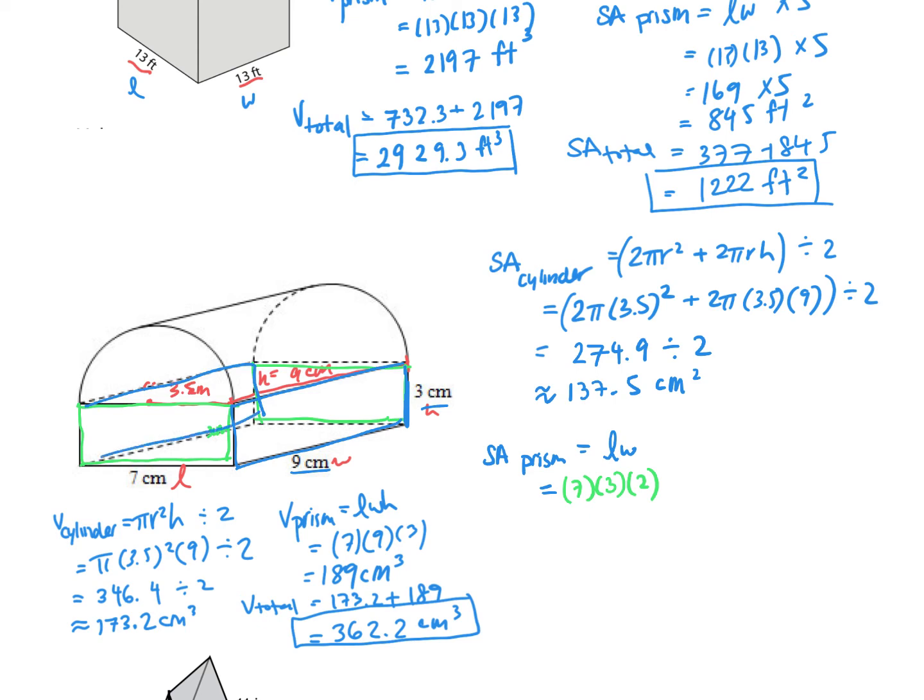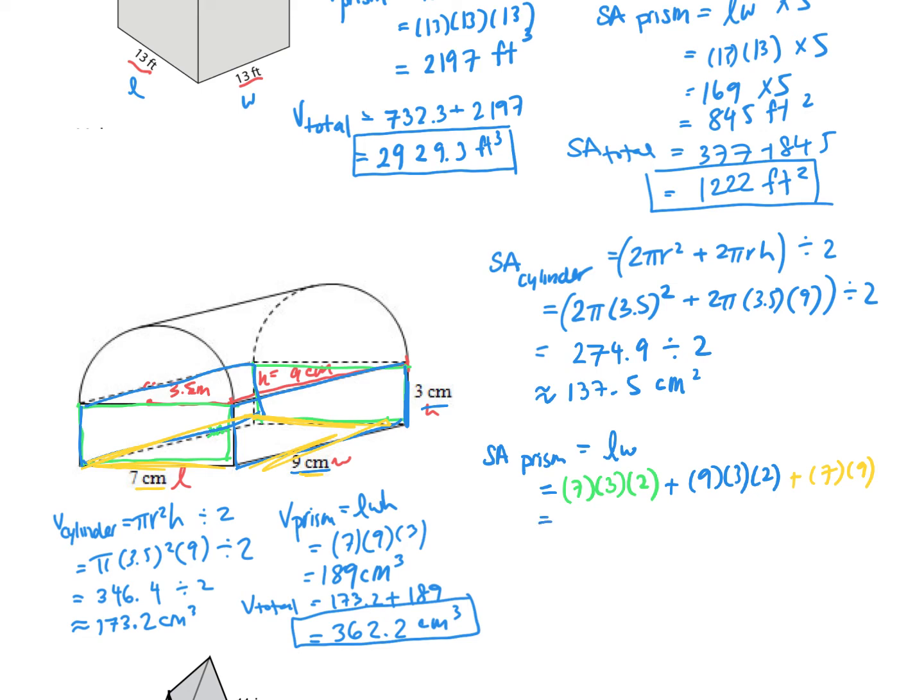And I have the exact same rectangle on the back as well. So I'll do plus 9 times 3, so there's the length times width. And I'm going to multiply it by 2 because I have 2 of those surfaces. And then finally, we also have the base down here, which is 7 by 9. But I only have 1 of those because the top is attached to the cylinder, so we don't see it.